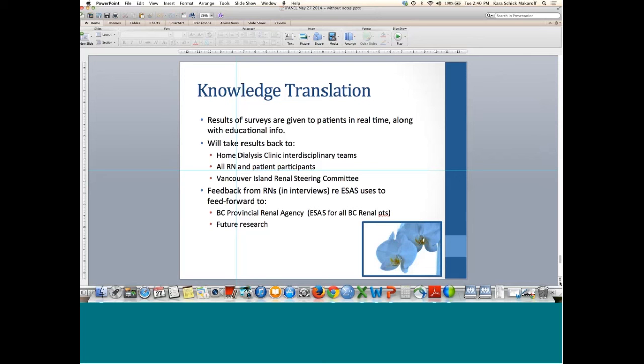The other linkage, I guess, that I see about KT and moving forward is that when we're interviewing the nurses about use of the ESAS, one of the opportunities we have here is to feed it forward, because in BC, all renal patients provide information about the ESAS, and that goes onto a database that is maintained by the BC Provincial Renal Agency. And so I also think that there will be important information that we learn from the nurses about what we are doing and what we could be doing better. And I think it'll be really helpful to inform future research in this area.